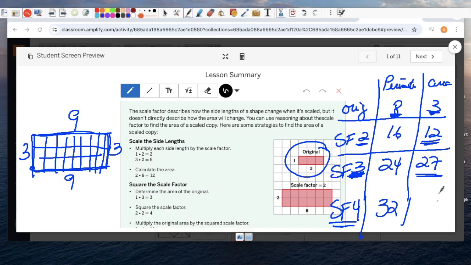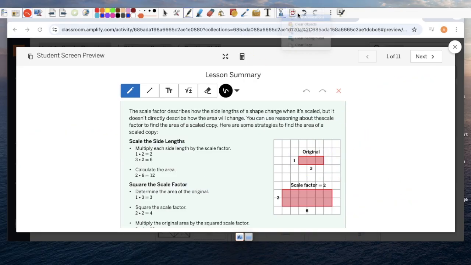But what about the area? What would be the area of that scaled copy? Well, you would take the scale factor, which is 4, raise it to the second power, and multiply it by 3. 4 to the second power is 16. 16 times 3 would be 48. Okay.